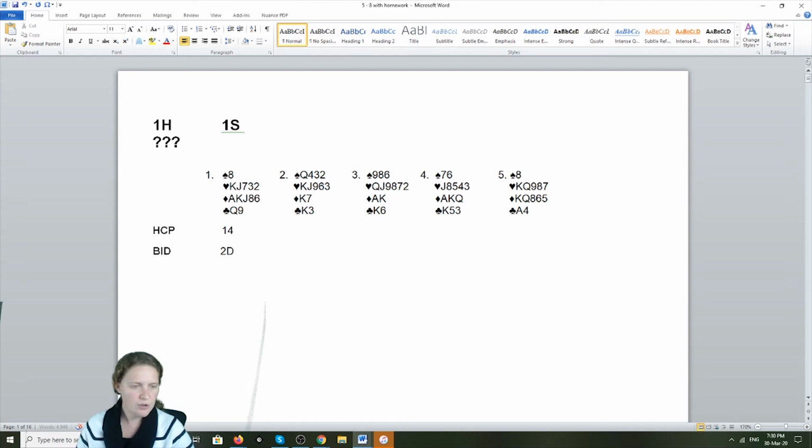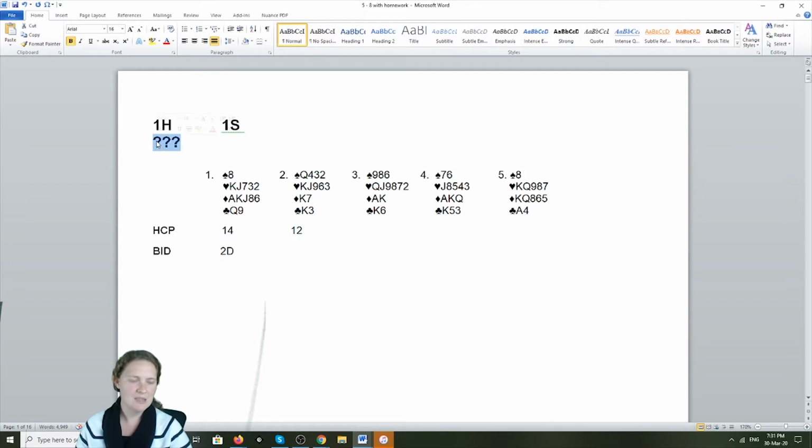If we move on to the next one, so in terms of our high card points, I think we've got 12. And what do we want to bid? So coming back to our order of priorities, do I have a fit with my partner? Yes, I do. They've got 4 spades. I've got 4 spades. Great. I'm happy for spades to be trumps. So I want to raise spades.